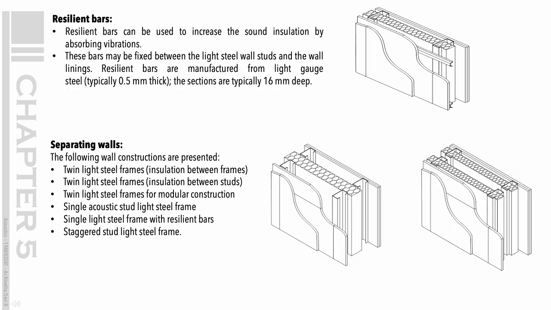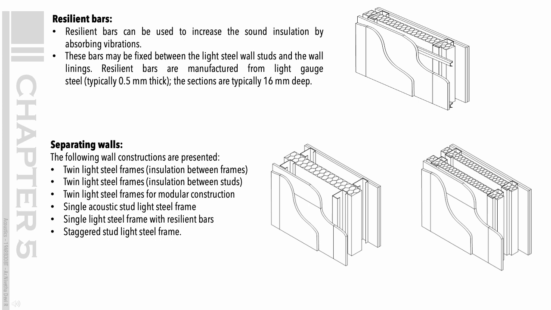Resilient bars. Resilient bars can be used to increase the sound insulation by absorbing vibrations. These bars may be fixed between the light steel wall studs and the wall linings. Resilient bars are manufactured from light gauge steel, typically half a millimeter thick. The sections are typically 16 mm deep.